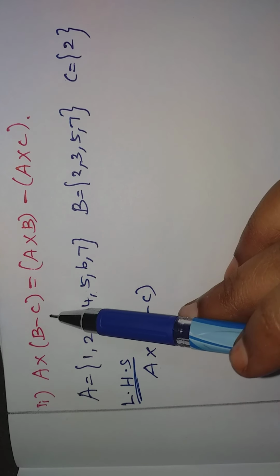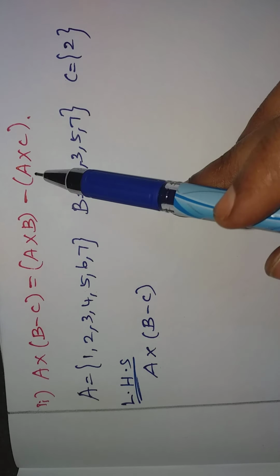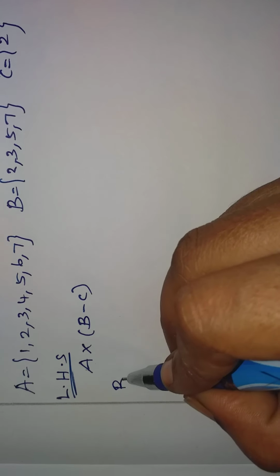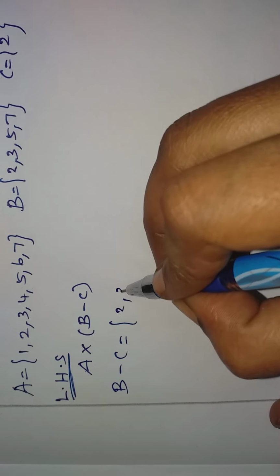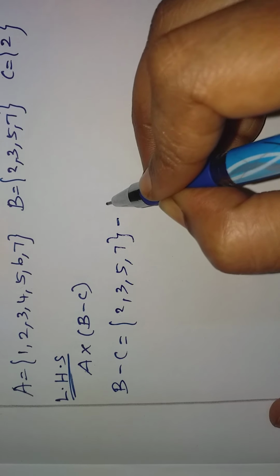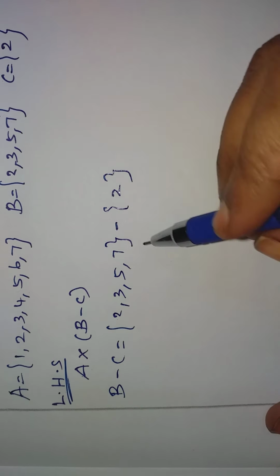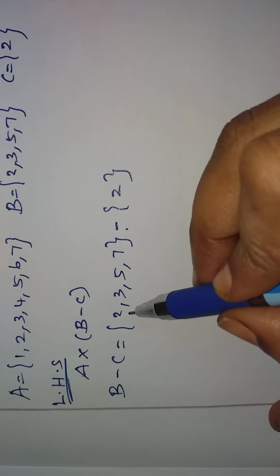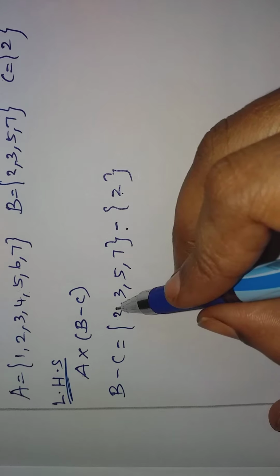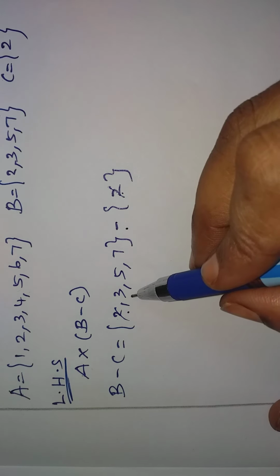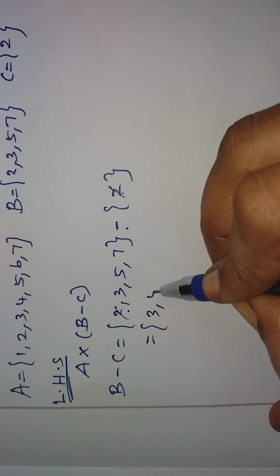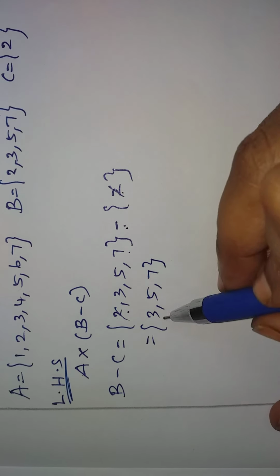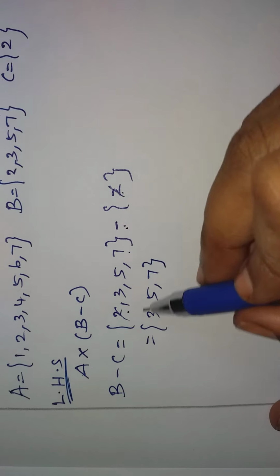Second sum: A cross B difference C equals A cross B difference A cross C. As usual, we are going to find our LHS first. B difference C. B set we have 2, 3, 5, 7, difference C set we have 2. Difference means you will write the uncommon numbers. What are all the common numbers here? 2 and 2, so strike down 2. What are the remaining elements? 3, 5, 7. Difference means you have to write the elements which are in the first set and not in the second.